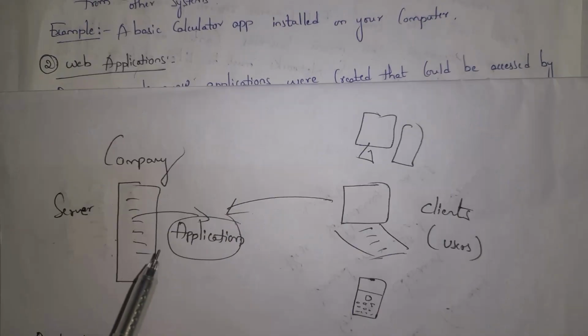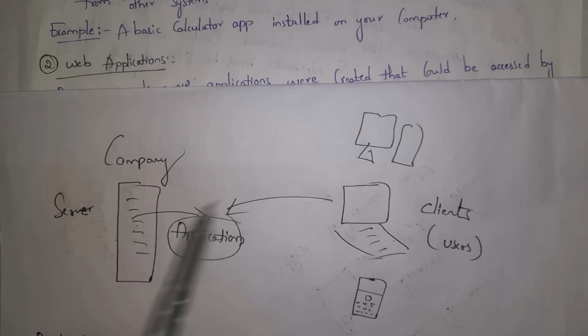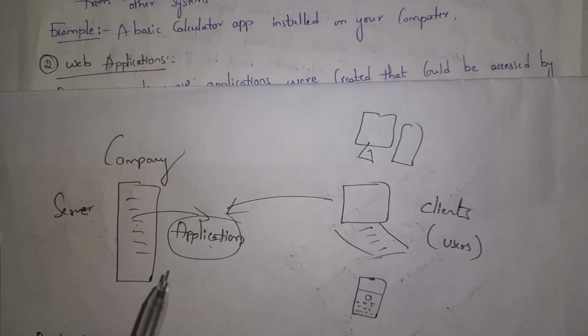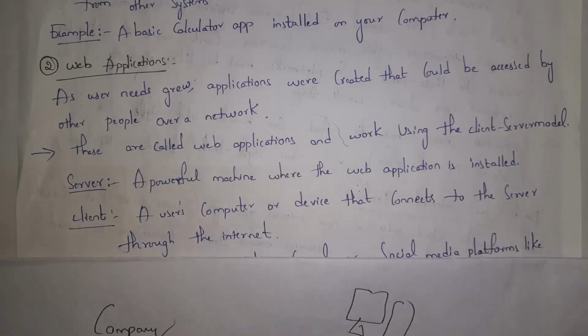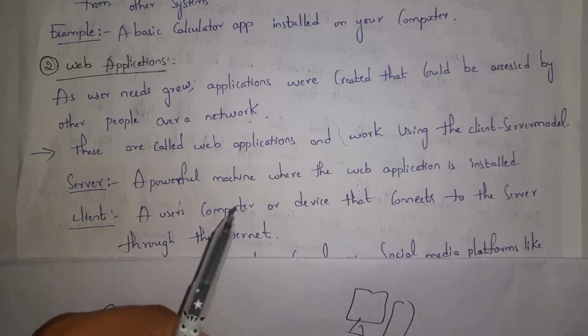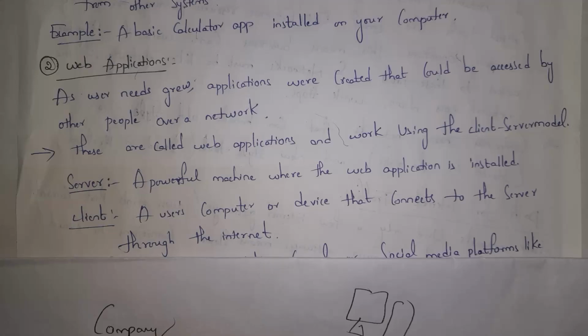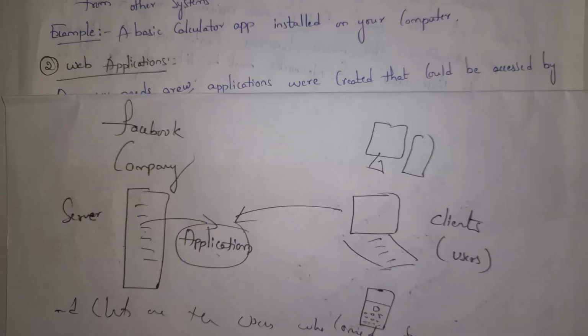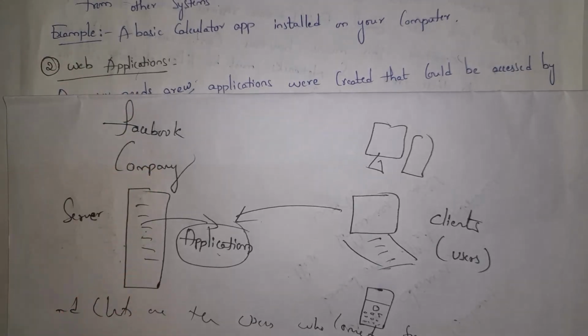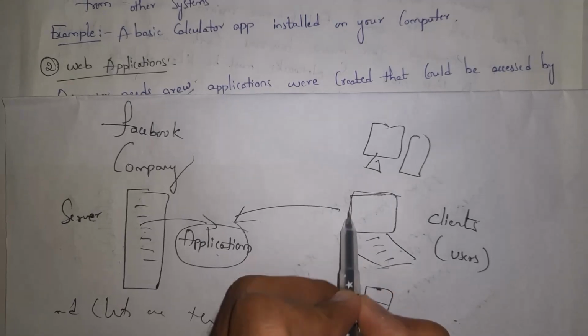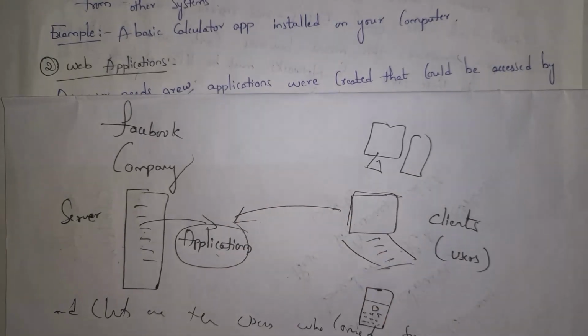Guys, applications are present in company server and users will access this application by using internet. And we call these users as clients. So server is a powerful machine where the web applications is installed and clients are the users who connects to server by using their devices using internet. One popular web application is Facebook. For example, if you consider Facebook, Facebook is installed in Facebook company server and many users will use Facebook by using internet from their devices.